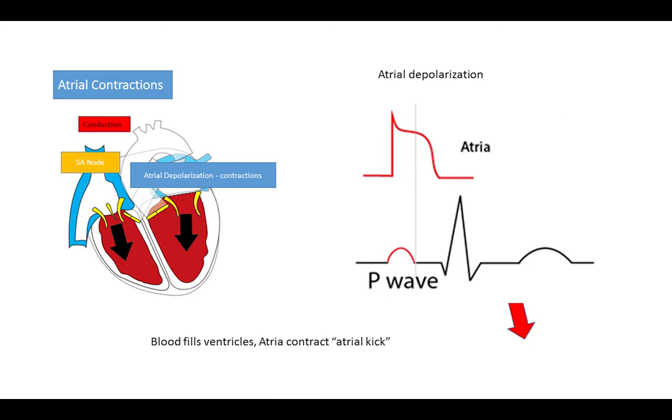Once the ventricles are filled, the right and left atria contract, sometimes referred to as an atrial kick. Now we'll look at the cardiac myocytes at the cellular level. We'll describe how we receive an action potential or electrical signal and then how that is translated into a mechanical muscle contraction. This applies to both the atrial and ventricular myocytes.